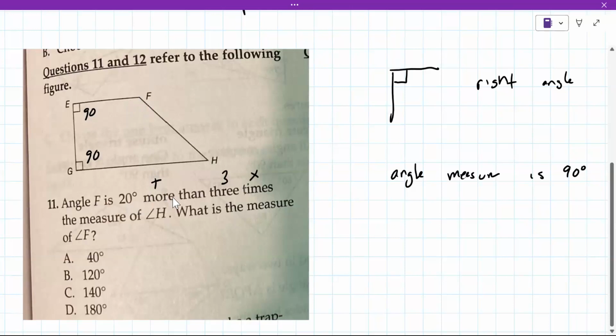This is not geometry, by the way. This is just algebraic equations. So maybe let's spend a little time reviewing how to write algebraic equations. Let me find a few problems here to show you this.